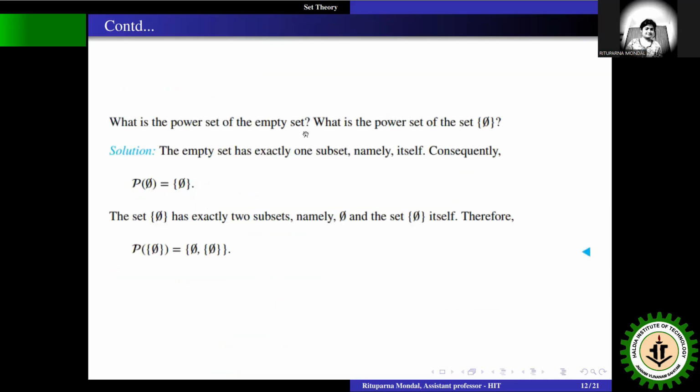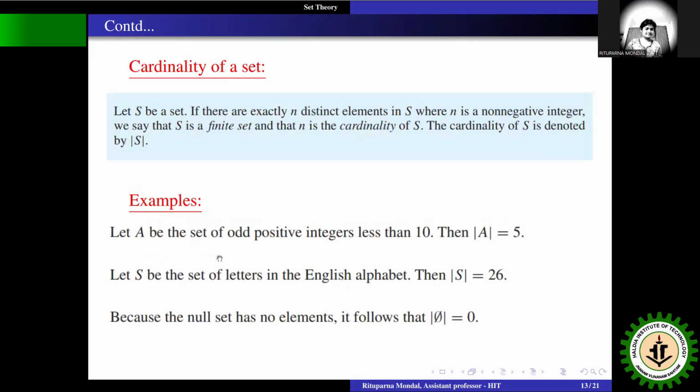Now, what is the power set of an empty set? We have already discussed this question. And similarly, what is the power set of this set? This set contains one element. So, the power set of this set contains 2 to the power 1 elements, that is 2 elements. So, the power set of this set contains these 2 elements. Clear?